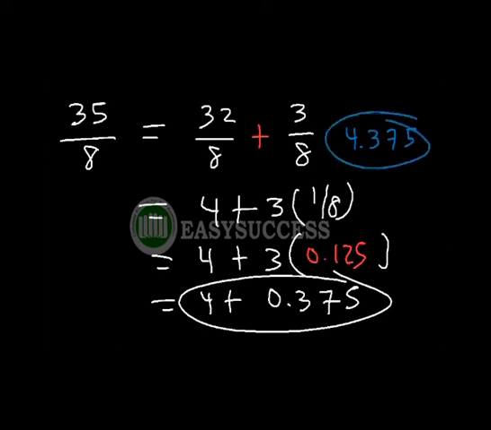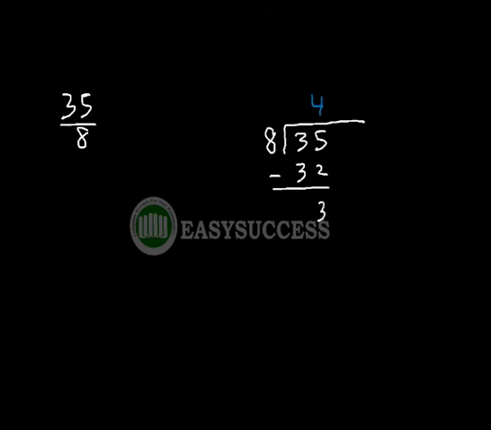Now let's use long division to confirm that answer. So how many times does 8 go into 35? 8 goes into 35 4 times. 8 times 4 is 32. 35 minus 32 is 3. 8 does not go into 3, so let's add a decimal. Let's bring down a 0.